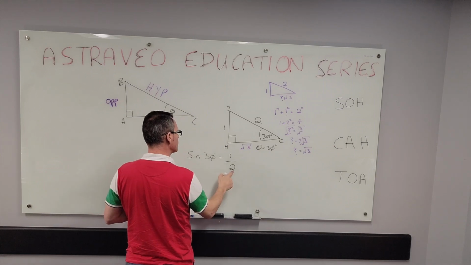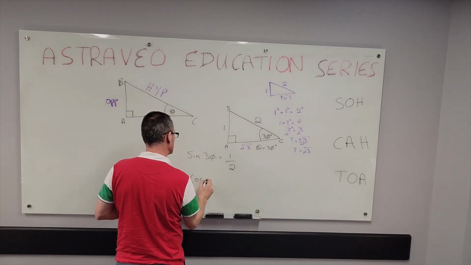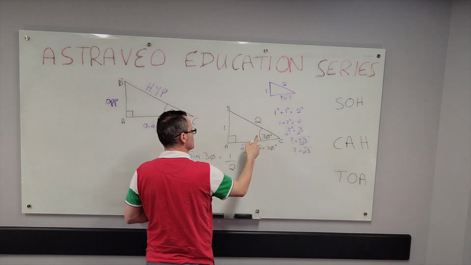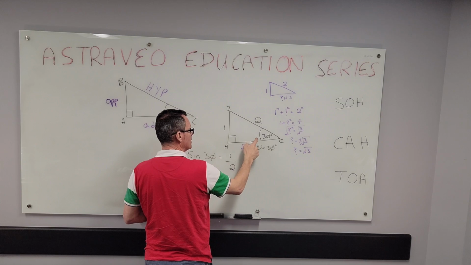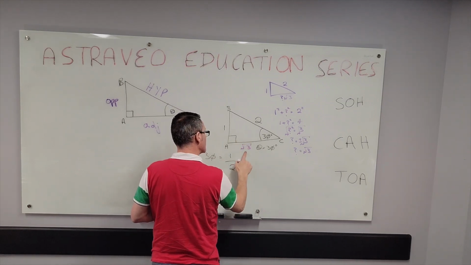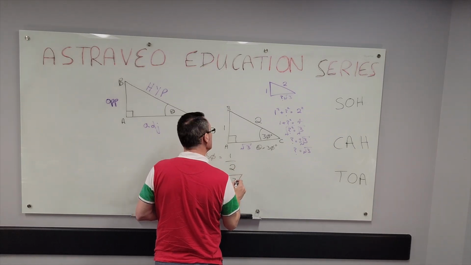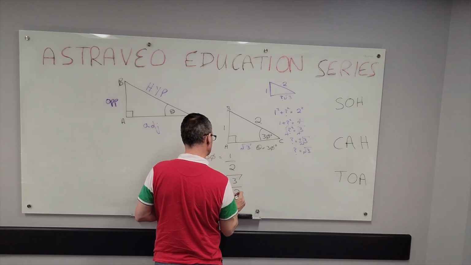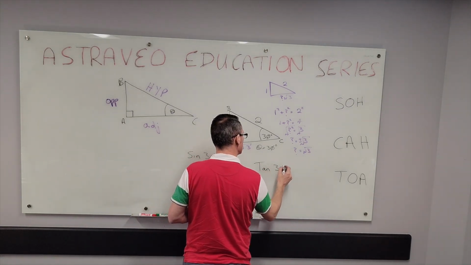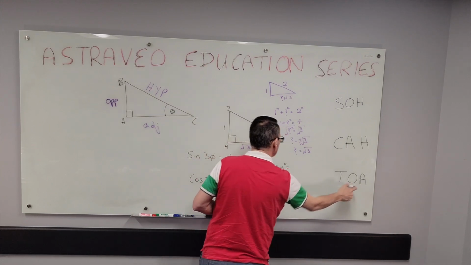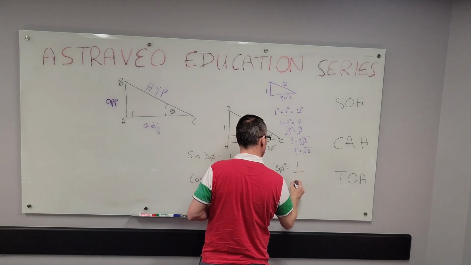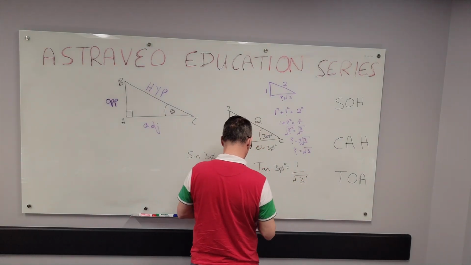So if the sine of 30 degrees is a half, the cosine of 30 degrees, cosine is adjacent divided by hypotenuse. Here's the adjacent side, the side for the angle adjacent to the 90 degrees. So the adjacent is square root of 3, the hypotenuse is 2. The tangent of 30 degrees, tan 30, equals opposite divided by adjacent. Opposite is 1, so 1 divided by square root of 3.